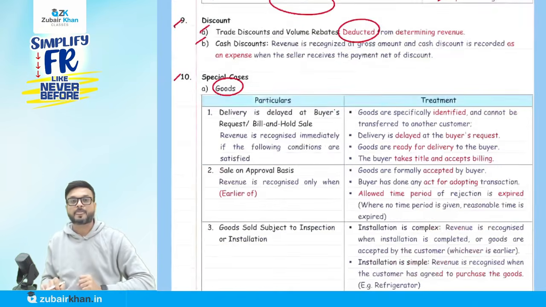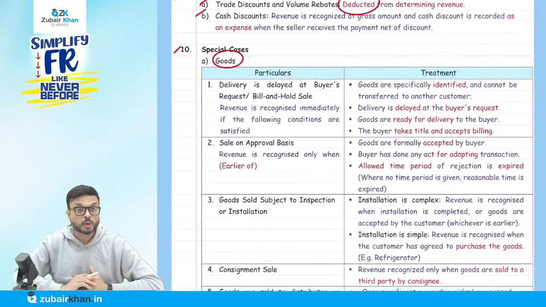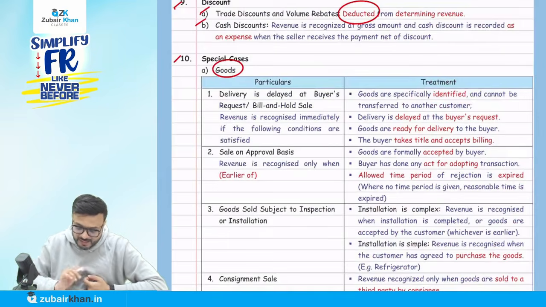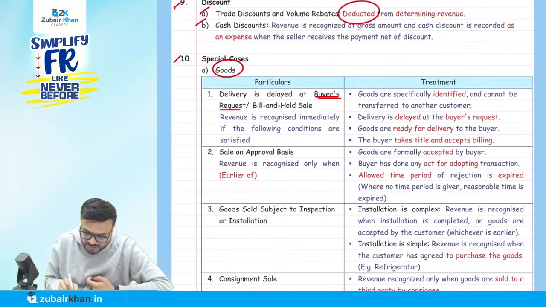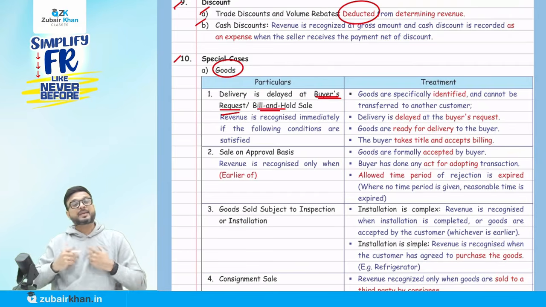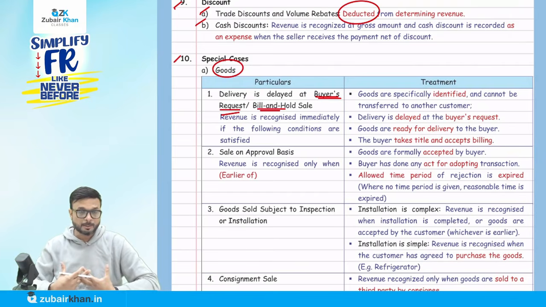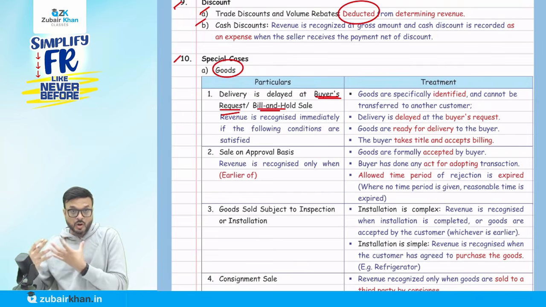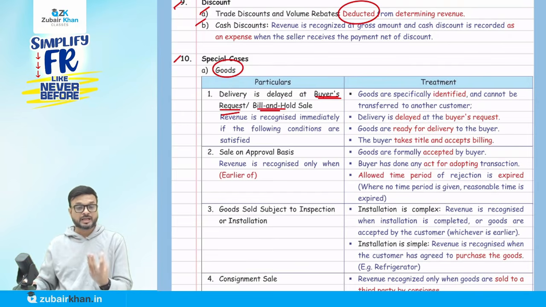Now listen carefully. Now, special cases which are related to goods. What does it say here? They say delivery is delayed with the buyer. Is it possible? We also call this bill and hold sale. It means I'm ready to deliver the goods, but there is a delay in the delivery of goods on the buyer's request. So the buyer is requesting to delay the delivery.